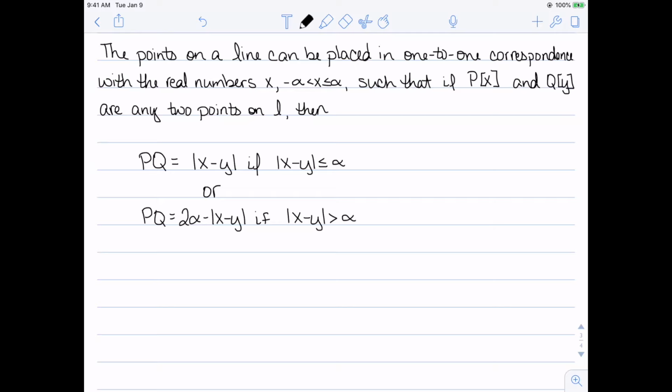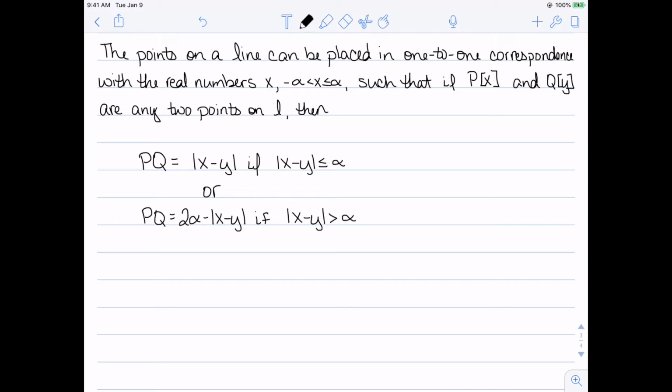Now that we've done the background, we can actually start to look at lines and how to find the distance between 2 points. So the points on a line can be placed in one-to-one correspondence with our real numbers x, where negative alpha is less than x is less than or equal to alpha, such that if I have 2 points, P and Q, with coordinates x and y, on our line L, then the distance between P and Q is the absolute value of x minus y, if that absolute value is less than or equal to alpha. And if it's not, if the absolute value of x minus y is bigger than alpha, then we can calculate the distance by 2 alpha minus the absolute value of x minus y.